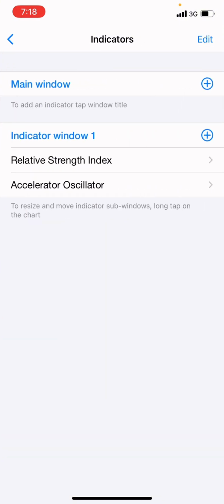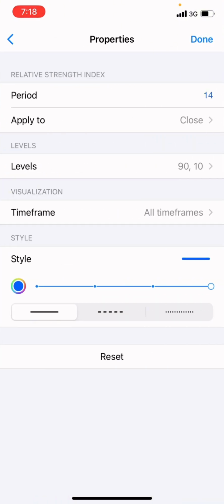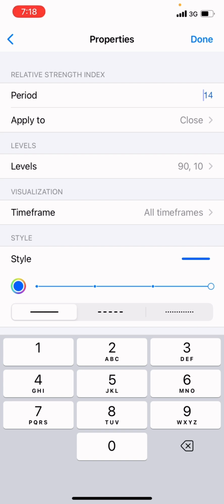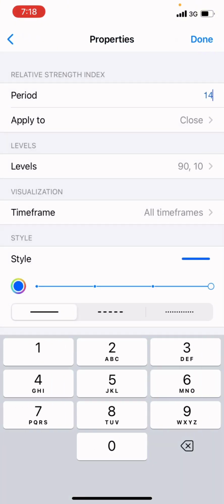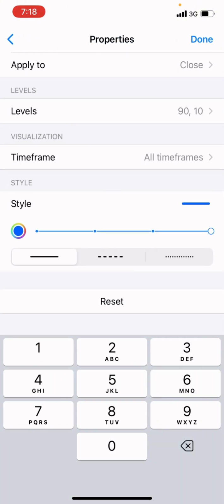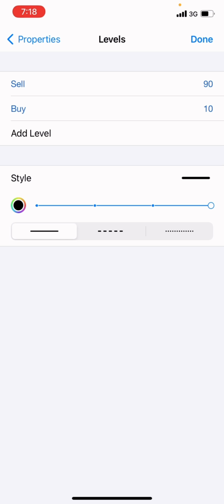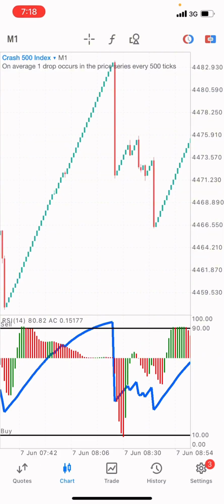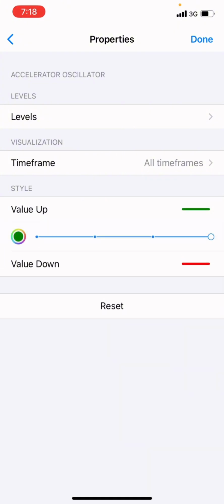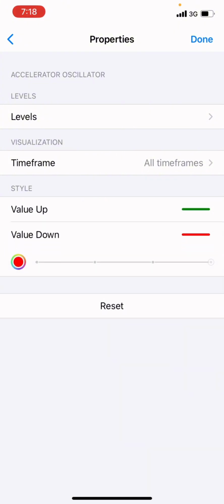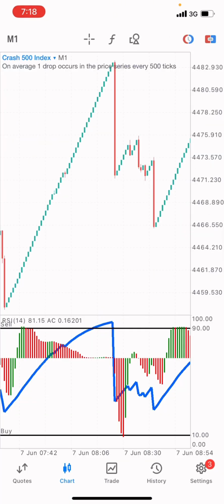All right, now let's go over to the parameters. For the RSI period on 14, the levels are 90 and 10. The style is black color on 3 pixels. The style here, 4 pixels, color blue here is on 4 pixels. Then for the accelerator oscillator, the volume up is 4 pixels and color green. The volume down is 4 pixels and color red. You don't add any levels, then you click on done.